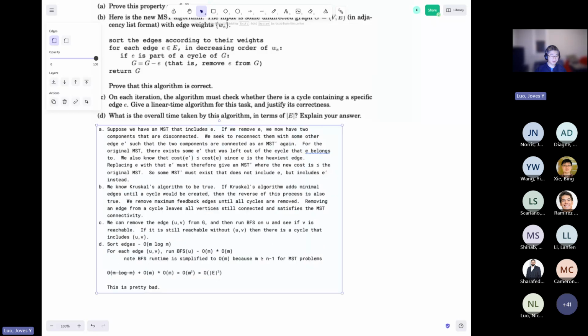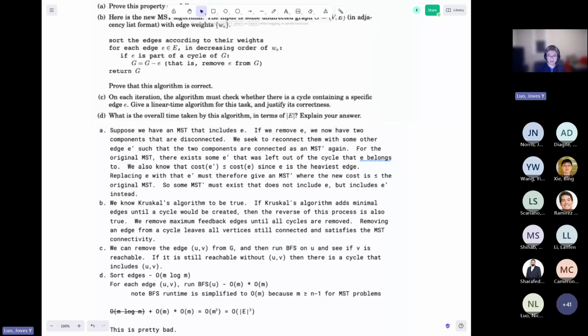So here we are writing a proof for a cycle property. I might have actually looked this up because I know it's a proven property, but I rewrote it in a way that makes sense to me. Suppose we have an MST that includes E. This is an edge. If we remove E, we now have two components that are disconnected. That's what happens with the MST.